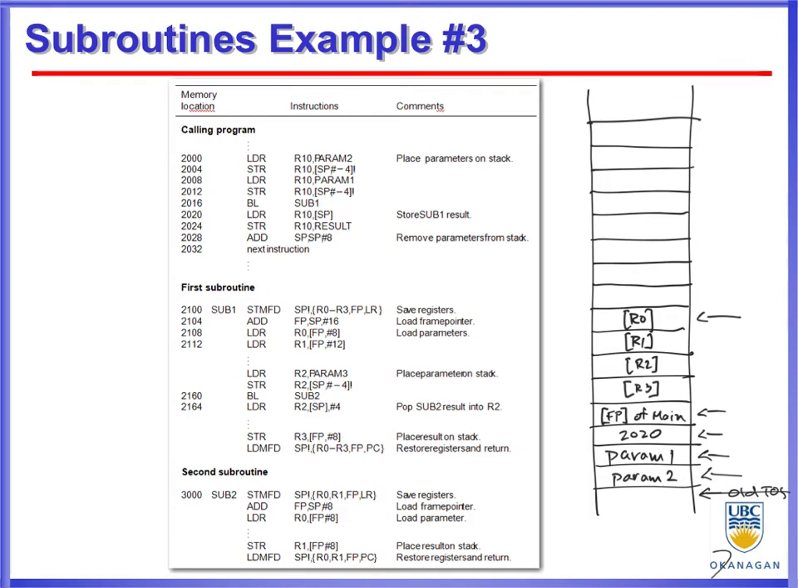Okay, so after that, store multiple fully descending at address 2100. That's what's on the stack. Any questions about that?